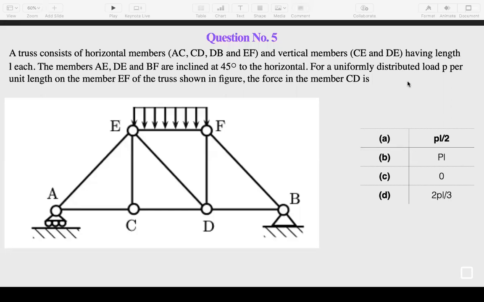But still no problem. In truss problems, we have considered the point load, not a uniformly distributed load. So our first thing is to convert a uniformly distributed load or uniformly varying load into a point load.